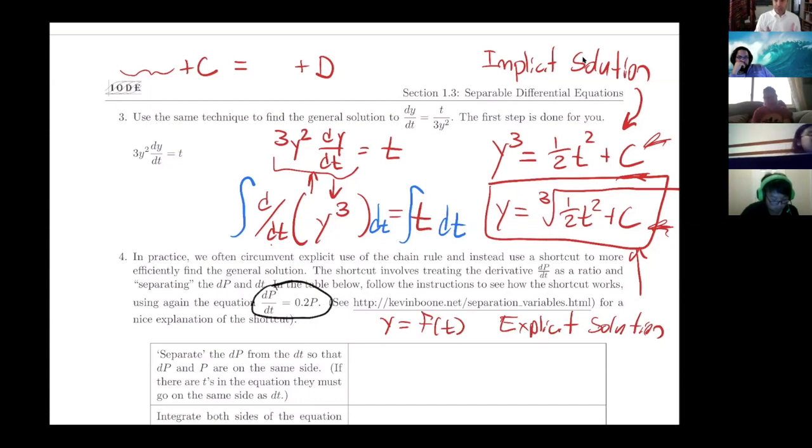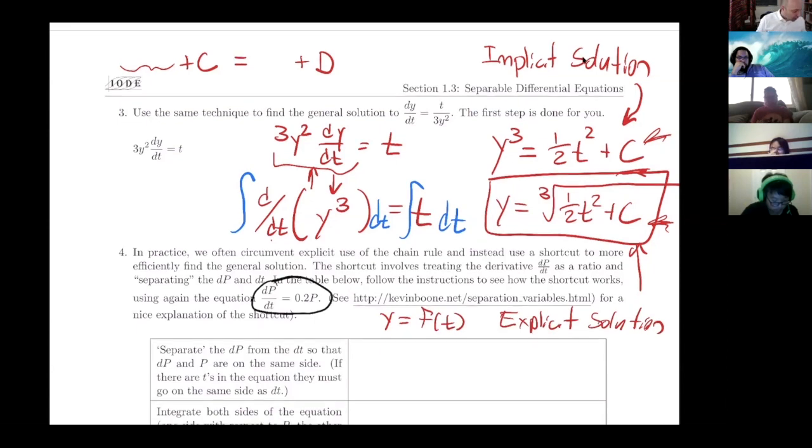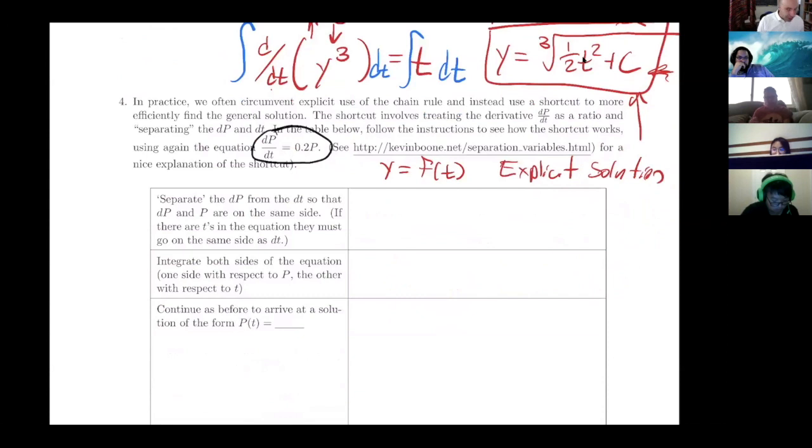But just keep in mind that dp/dt is not a fraction. We can't think of it as dp divided by dt. It's representing the rate of change of p. There is some proof that's required to show why we can separate things the way we can, and the reading materials have explained it if you're curious.